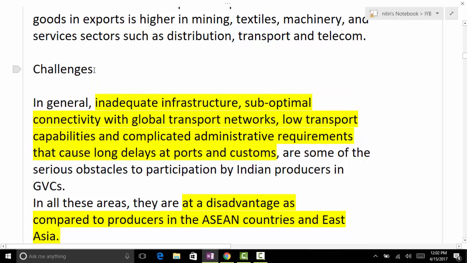In challenges, they discuss inadequate infrastructure. These are common challenges you would have studied earlier. Suboptimal connectivity with global transport, low transport capabilities, complicated administrative requirements, which enhance the cost of doing business and cause long delays at ports and customs. So these are the issues why there are certain challenges for India being part of this global value chain.